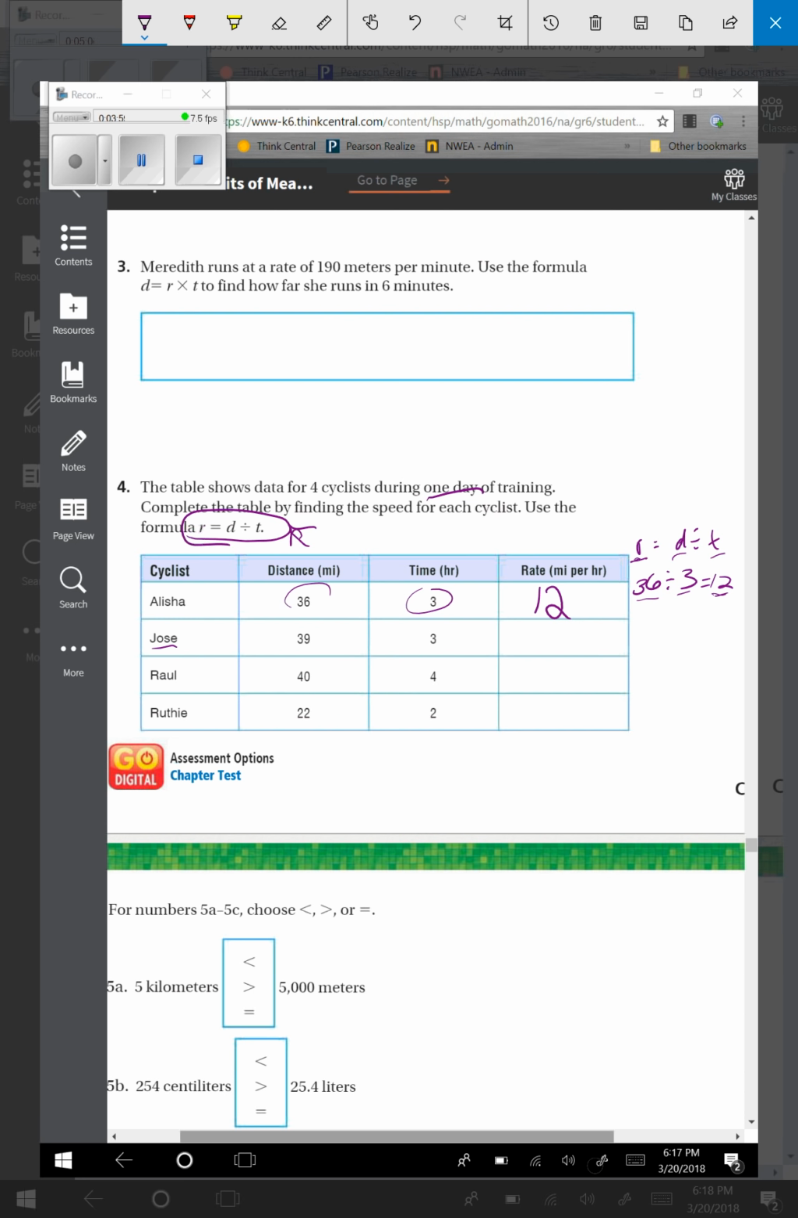So Jose, take the distance, 39 divided by 3. That is 3 more than our previous answer. 39 is 3 more than 36, so that would be one more group of 3, so that's 13. Then we're going to take 40 divided by 4. I know that one in mental math, which is 10. And then 22 divided by 2, which equals 11.